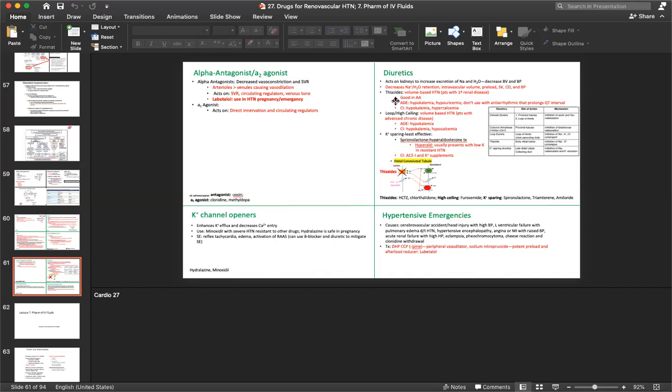Thiazides and loops are going to get rid of potassium, but our thiazides can cause hypercalcemia. Our loops get rid of calcium, causing hypocalcemia. The thiazides are also going to prolong our QT interval.